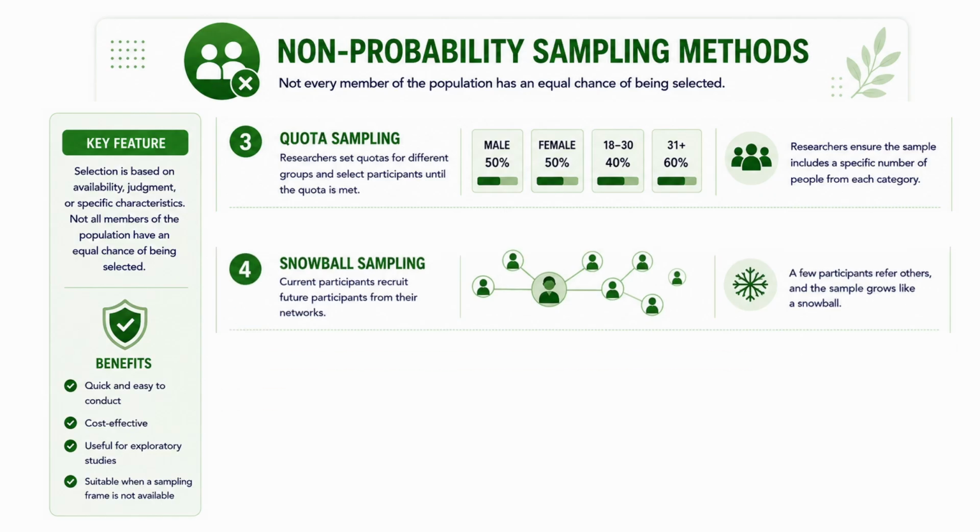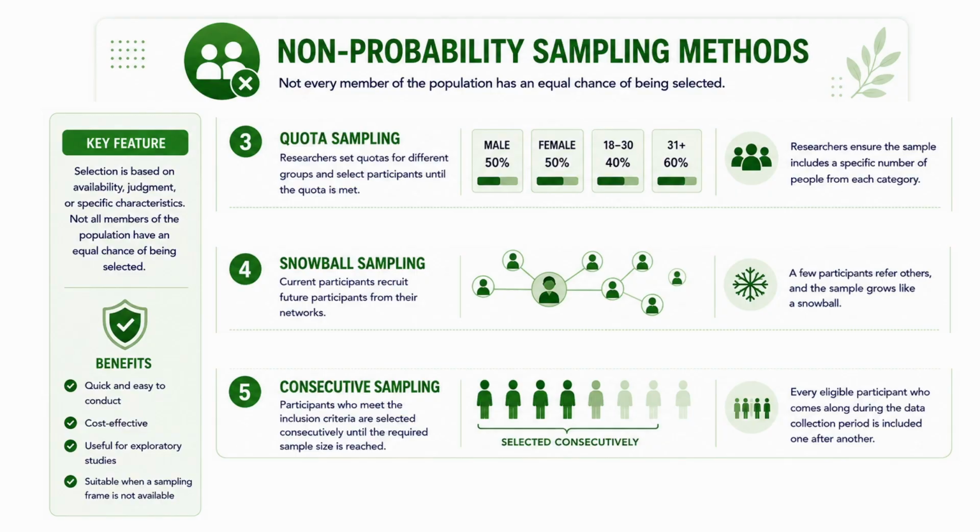Snowball sampling. Okay, current participants recruit future participants from their network or friend circle. So, the researcher asks 5 students to join the research and asks them to bring 5 more students from their friend circle. A few participants refer others, and the sample grows like a snowball.